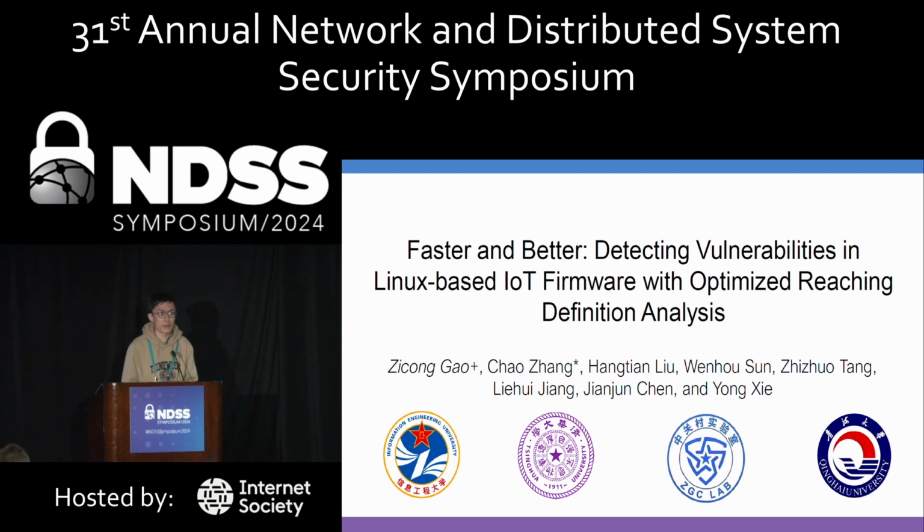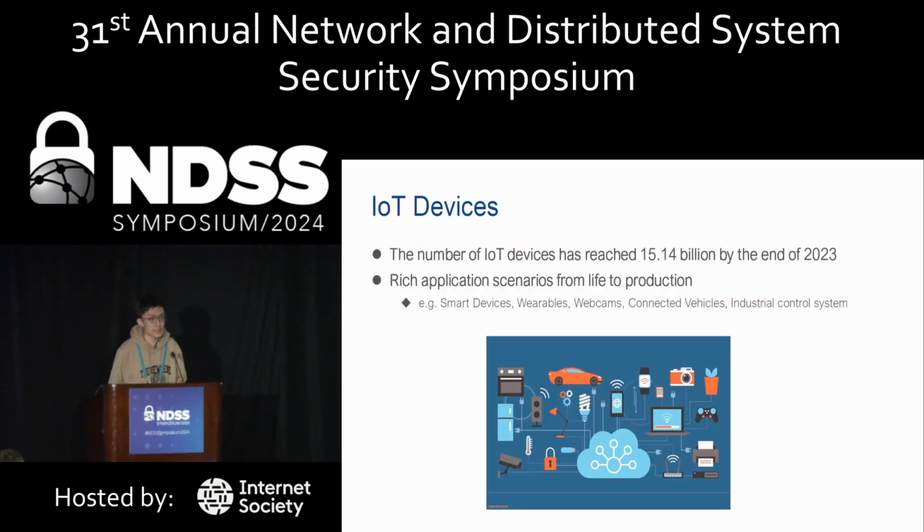This paper is mainly authored by Zicong Gao, and collaborators include Chao Zhang, Hangtian Liu, me, and so on. We are from Information Engineering University and Tsinghua University. I'm glad to present our research here, which is titled Faster and Better Detecting Vulnerabilities in Linux-based IoT Firmware with Optimized Region Definition Analysis. As is known now, the ecosystem of IoT devices has experienced phenomenal growth in recent years.